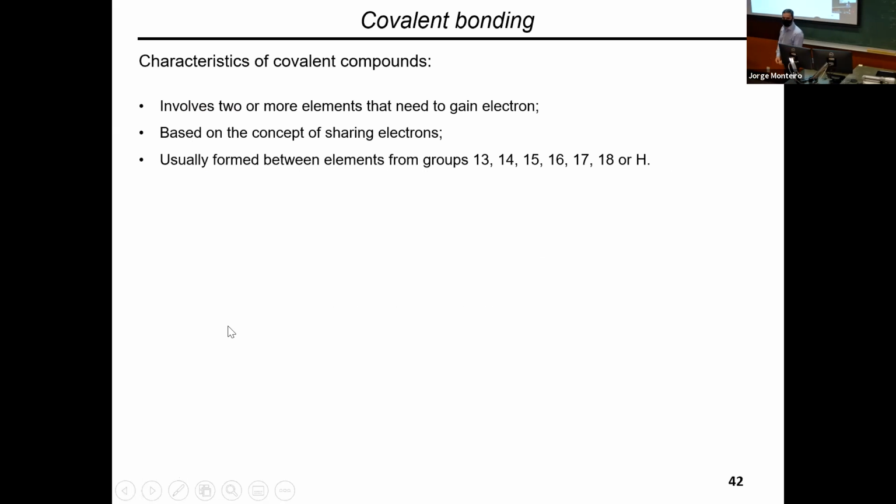Okay, so now that we talked about the ionic compounds, I showed you how to figure out the charge, how to write the formula, and how to name the compounds. Let's talk about the other class of compounds, and those are the covalent compounds. Starting here with some of the characteristics. Involves 2 or more elements that need to gain electrons. This kind of bond is based on the concept of sharing electrons.